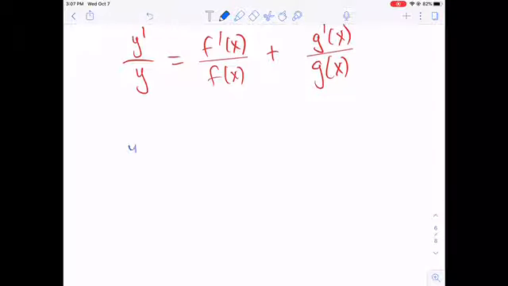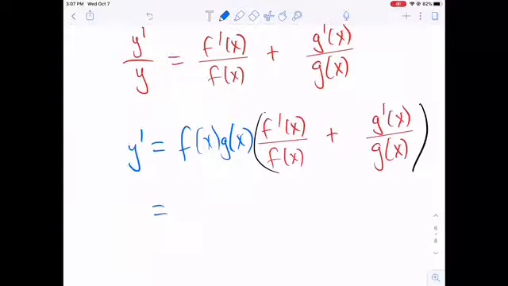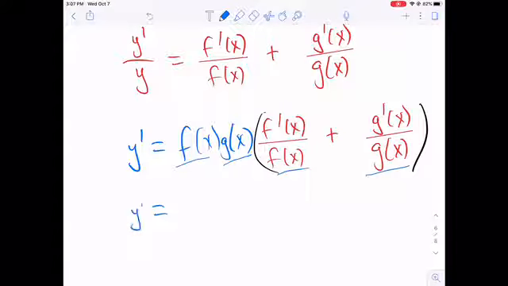And now finally, to find y prime, we multiply through by y, which is f times g. And see what happens if we were to multiply this out. The first term would have an f canceling with a division by f, and you'd be left with g f prime. And for the second term, you'd have a g canceling with a 1 over g, and you'd be left with f g prime. So hopefully you can see that this is the product rule.